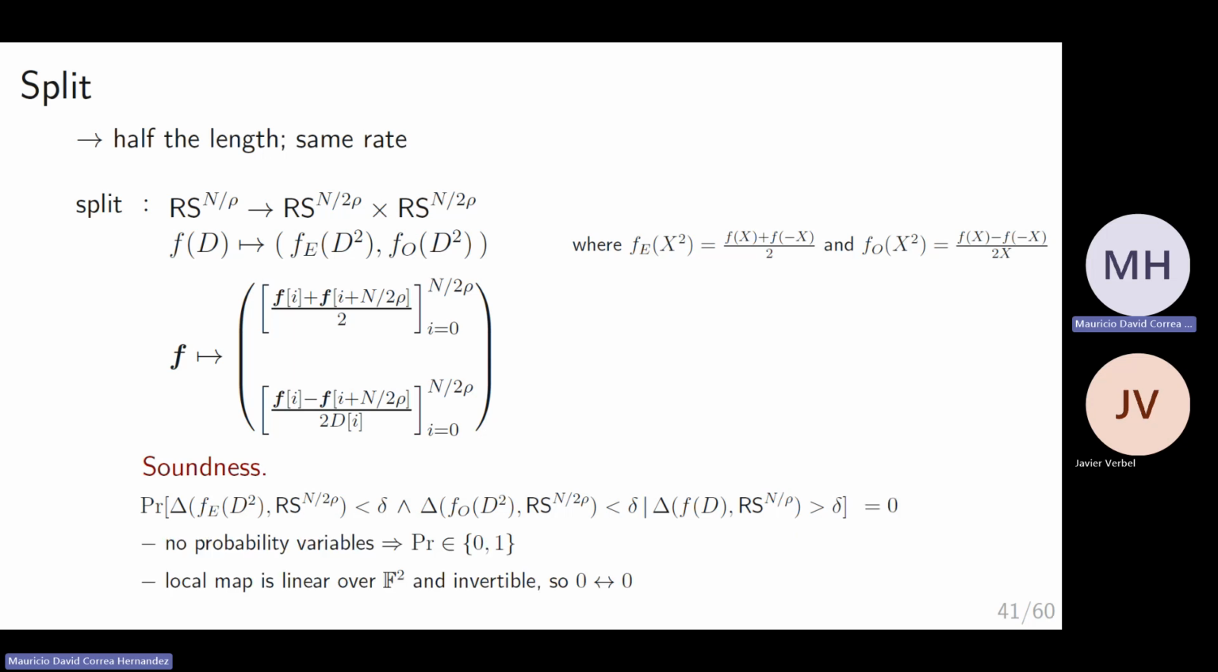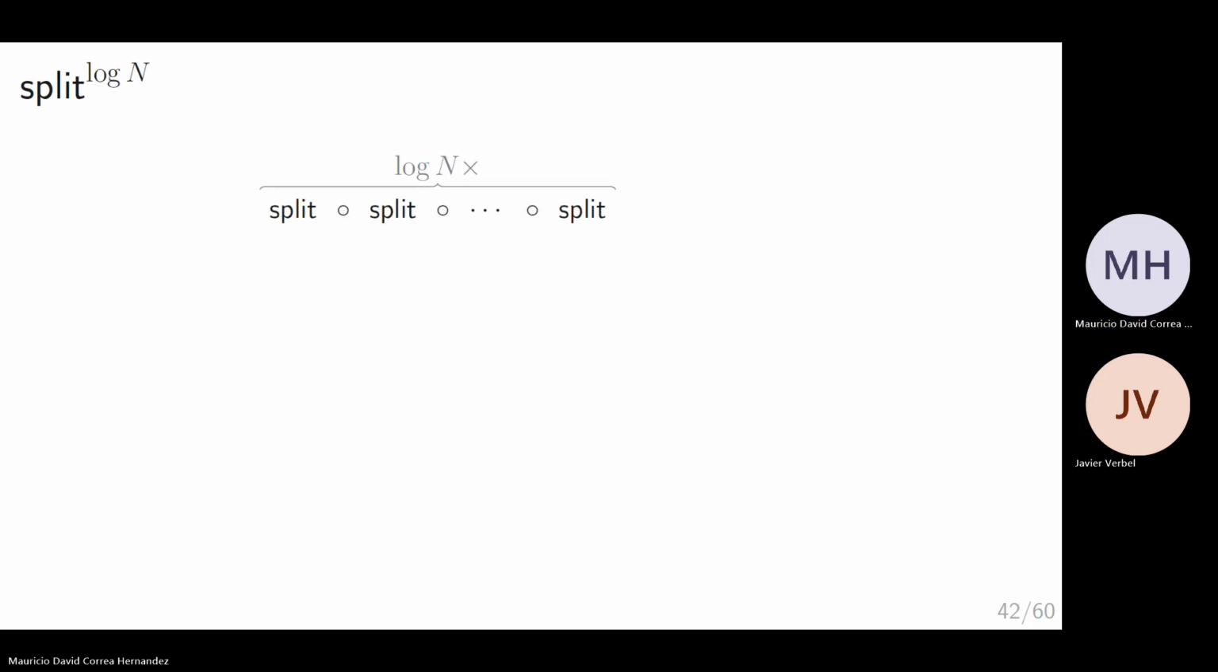Well, it turns out that the map that sends f to its two components is linear and invertible, and therefore it sends pairs of zero elements to zero columns and non-zero pairs to non-zero columns. So it preserves errors, and therefore it preserves distance, and therefore the proposition is true. Soundness error is 0 for the split operation.